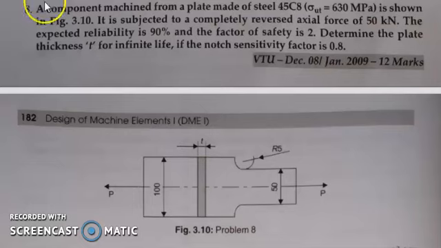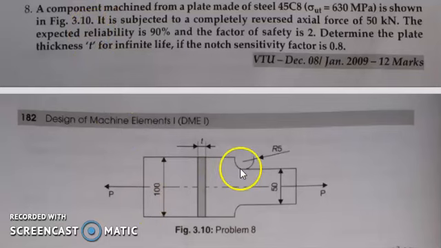Hi friends, in this section we can discuss another problem. I can read the question, please listen and write in your notebook. A component machined from a plate made of steel 45C8, that is the grade of the steel. Sigma UT, that is the ultimate stress of that particular steel, is 630 megapascal, is shown in figure 3.10.